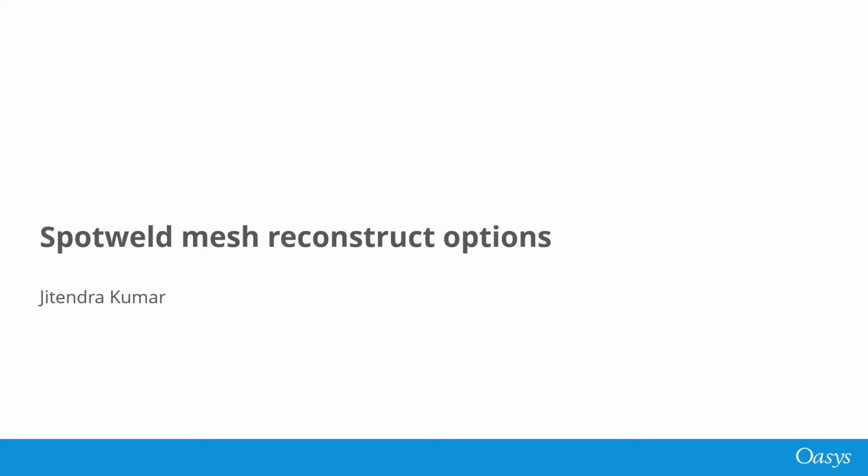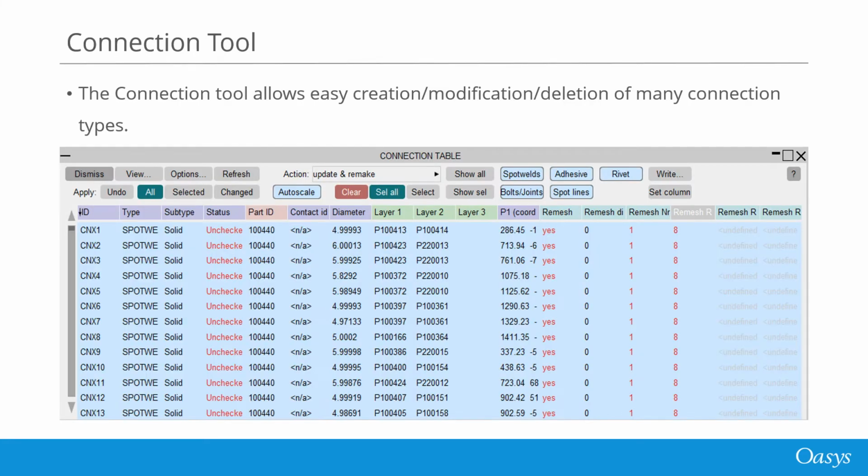Hello, my name is Jiten Kumar and I'm going to talk through the new mesh reconstruct options in spot weld remeshing in Primer 19. First, a quick reminder of the benefits of the connection tool in Primer. The connection tool allows the user to easily create, modify and delete spot welds, bolts, adhesive and other connections.